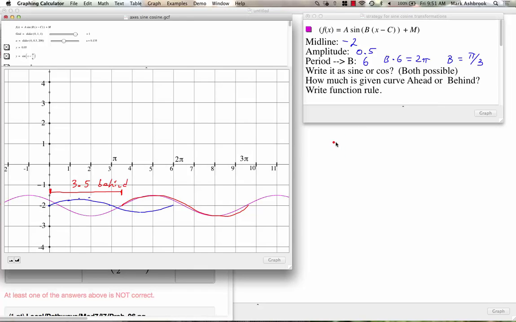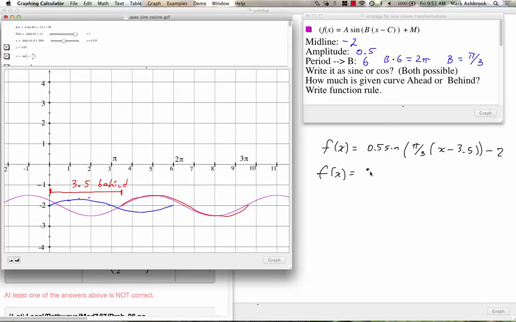Okay, so we're ready to do it. F of x equals amplitude 0.5 sine of pi over 3 times x behind minus 3.5. Or you could have plus 2.5 if you figured that out. And then minus 2. Okay, that's the sine.